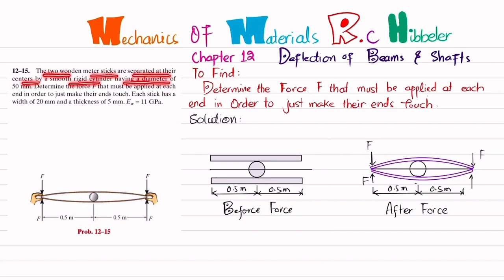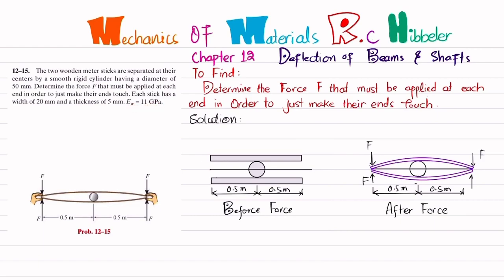cylinder having a diameter of 50 millimeter. Determine the force F that must be applied at each end in order to just make their ends touch. Each stick has a width of 20 millimeter and a thickness of 5 millimeter. The modulus of elasticity of this wood stick is 11 gigapascal.